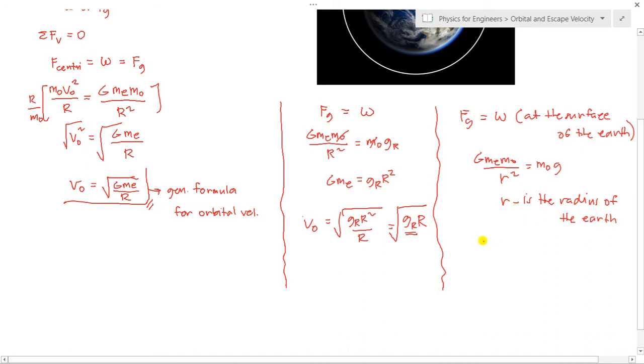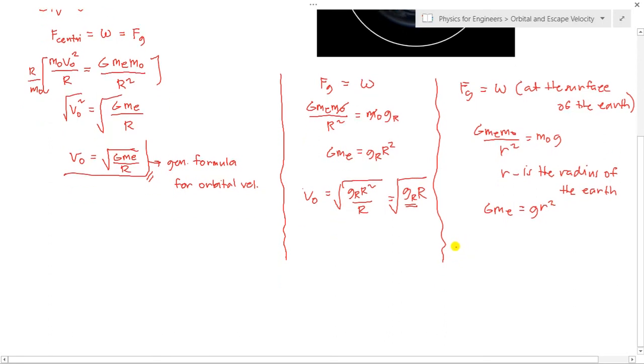So, therefore, our GME now is equal to g, which is 9.81, times the radius of the earth squared. So we can substitute it into our orbital velocity, and it becomes VO equals the square root of G R squared all over R.